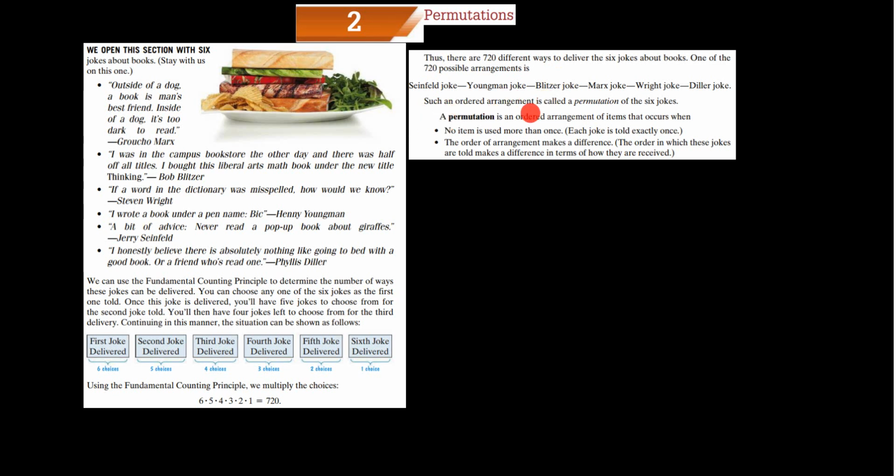So such an ordered arrangement is called a permutation. A permutation is an ordered arrangement of items that occurs when, number one, no item is used more than once, and number two, the order of arrangements makes a difference. So it matters what order you put them in, and we can't use them more than once. This is called a permutation.